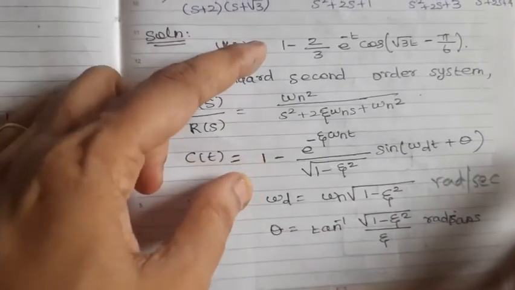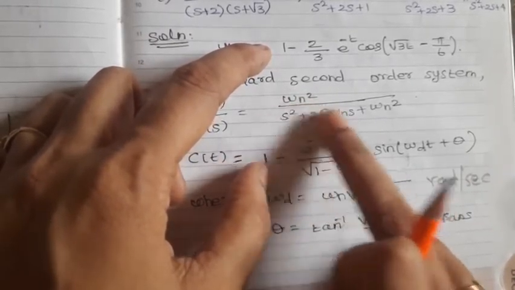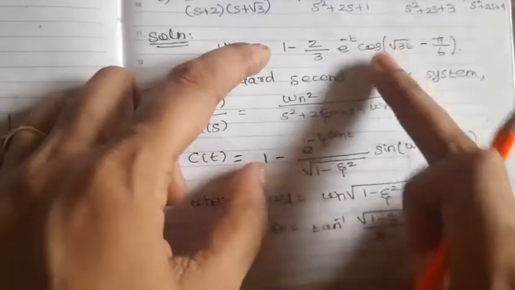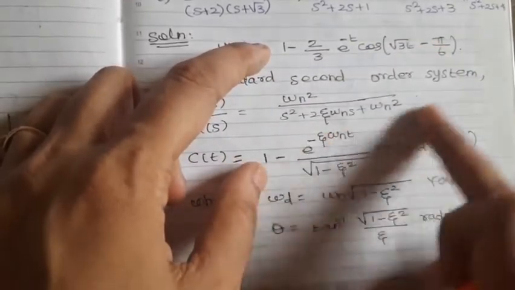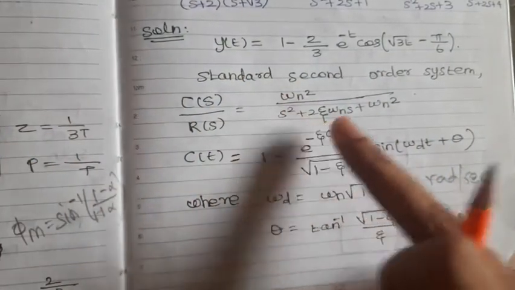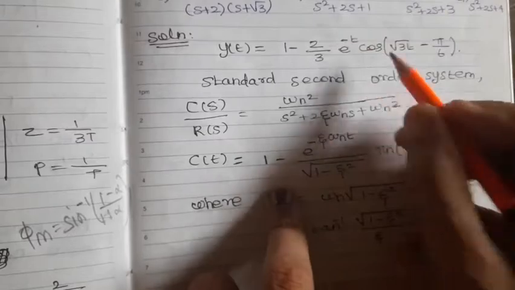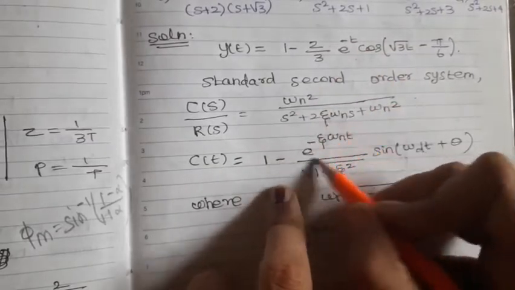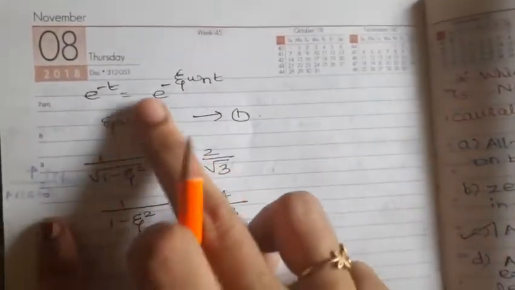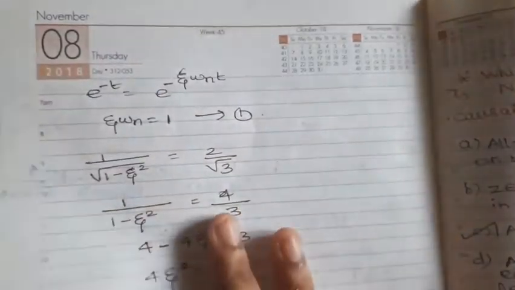Now we are going to compare with that. For that, we need to find the omega n value and the zeta value from this comparison. Then only we can apply them in the standard second order system transfer function. So by comparing, e power minus t is nothing but e power minus zeta omega n t. So zeta omega n is equal to what? 1 only. This is equation 1.